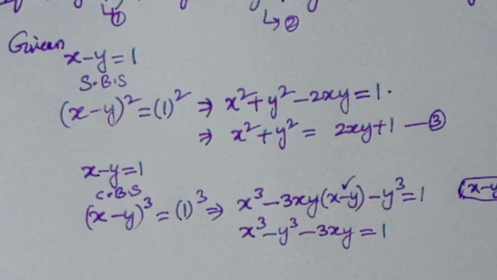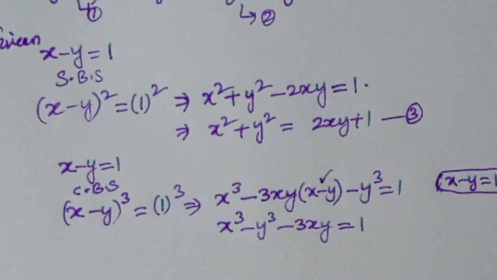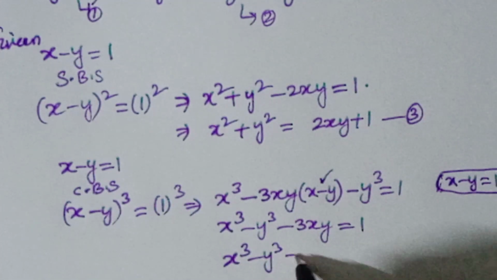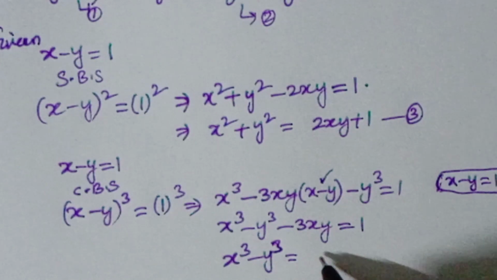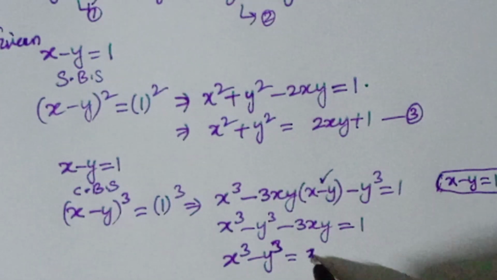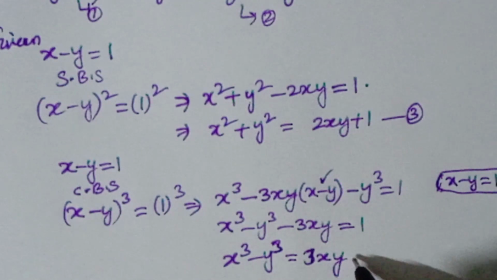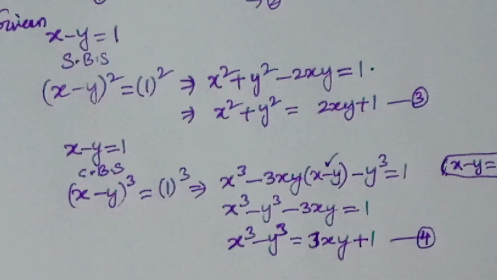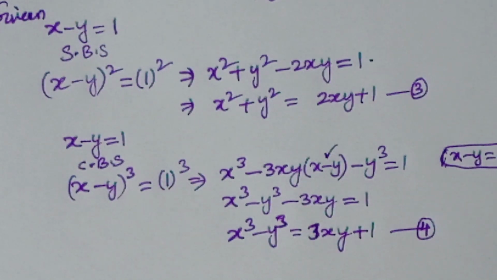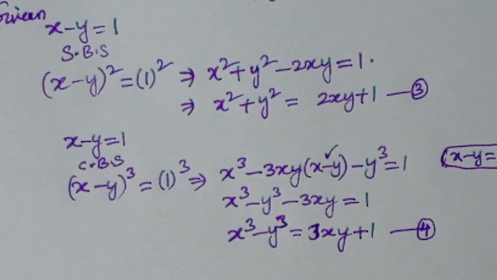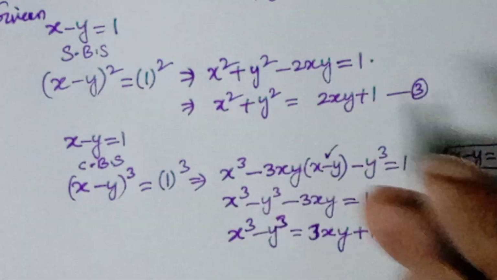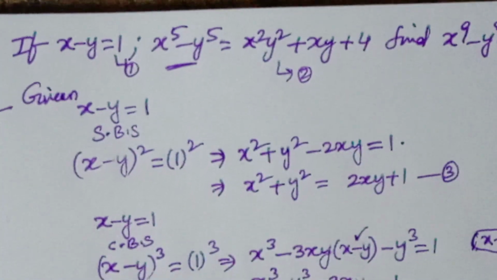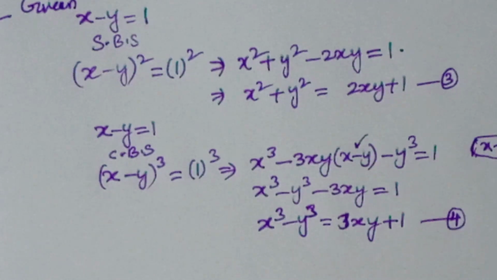So this can be written as x cube minus y cube is equal to 3xy plus 1. Let it be 4. So you got equation 3 and equation 4. So here our target is you have to find x power 5 minus y power 5. So we are going to multiply now.